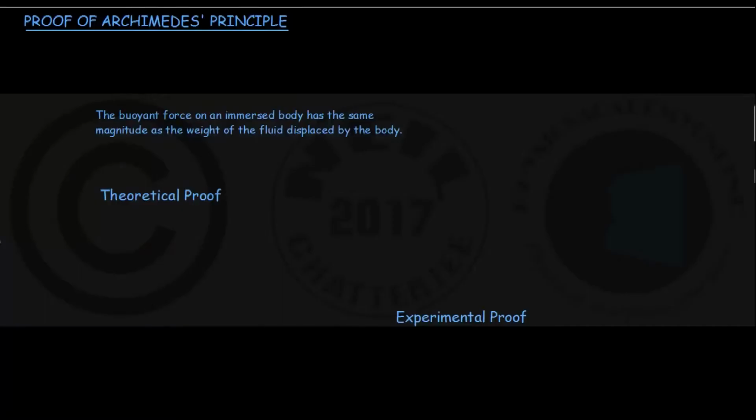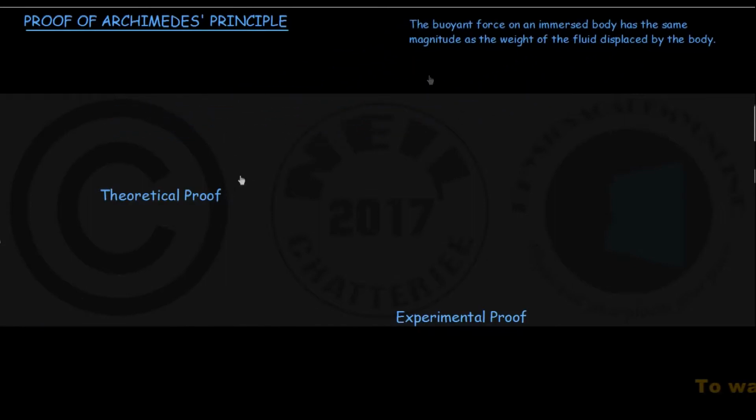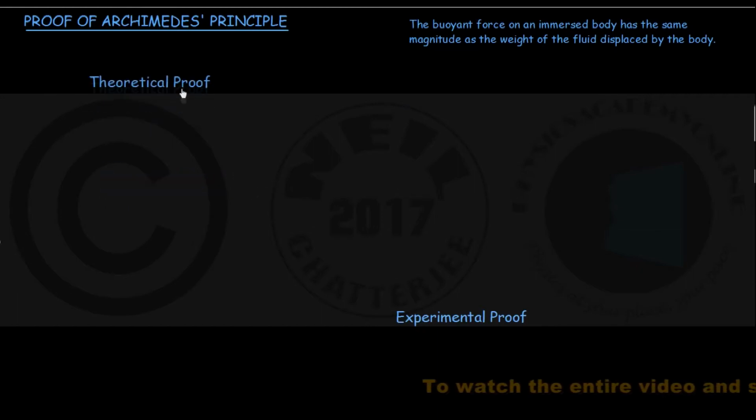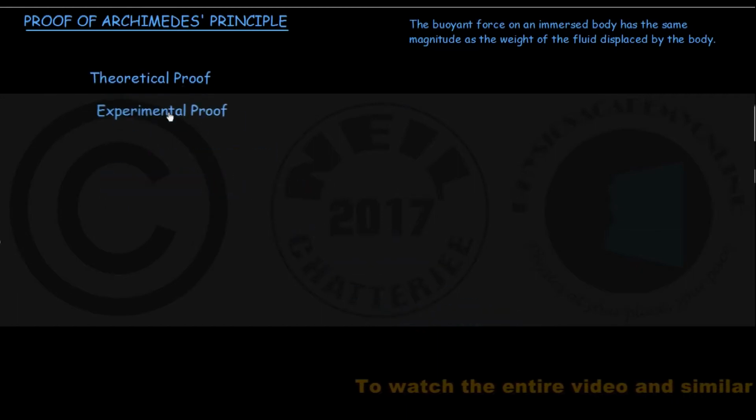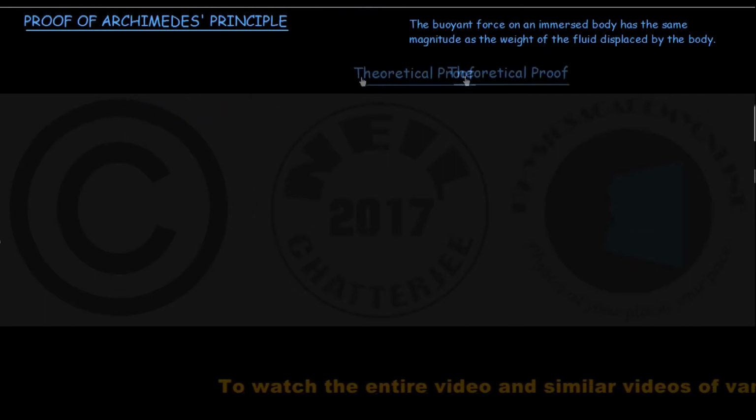We have come onto a new page for the proof of Archimedes' principle, which is also here on your screen on the right hand side. The buoyant force on an immersed body has the same magnitude as the weight of the fluid displaced by the body. And we shall go for both theoretical and experimental proof of this statement. But first of all, we shall go for the theoretical proof.